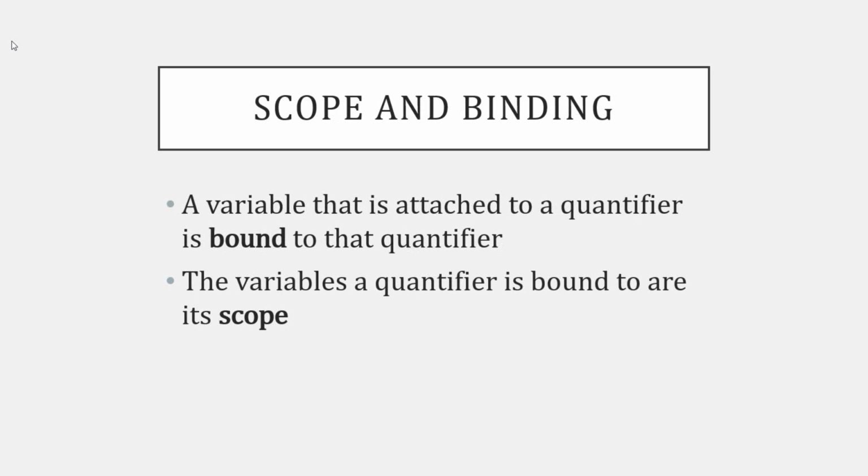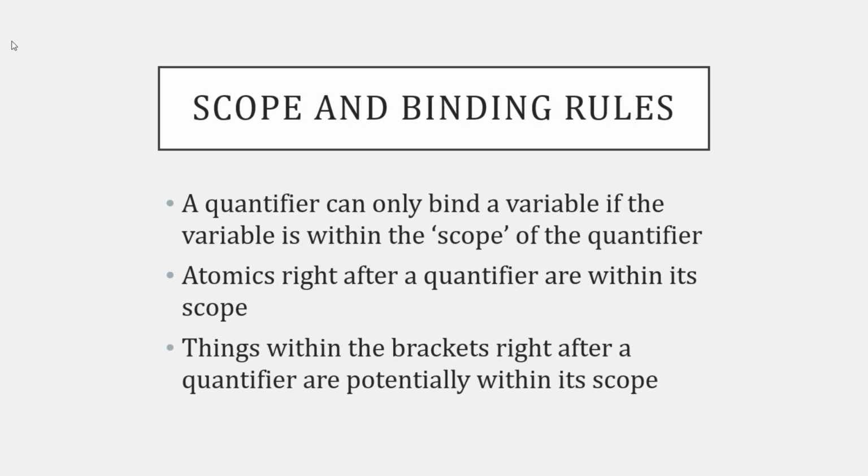So now let's talk about scope and binding. A variable that's attached to a quantifier, we say, is bound to that quantifier. The quantifier ranges over that variable. So the variables that a quantifier is bound to are its scope. What does that mean? A quantifier can only bind a variable if it's within the scope, and atomics right after a quantifier are within its scope, and things within the brackets right after a quantifier are potentially in its scope.